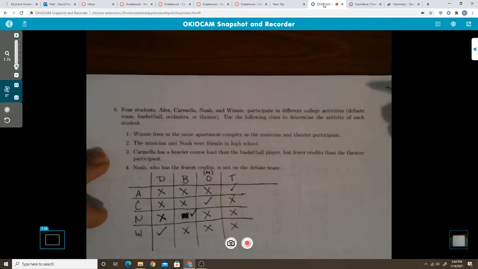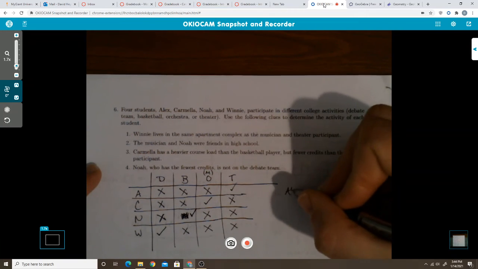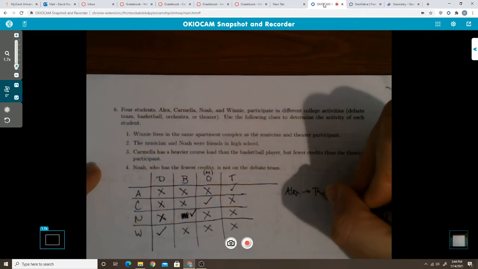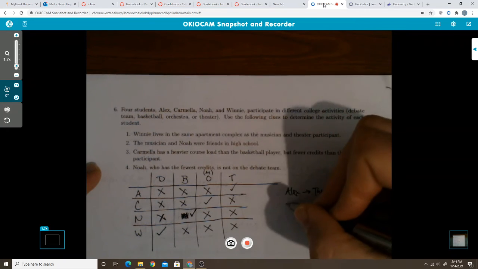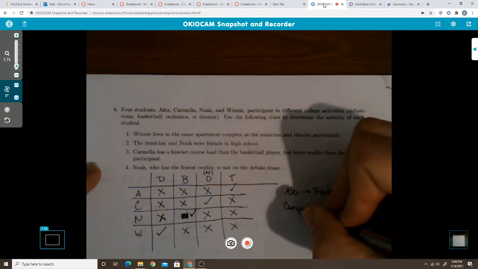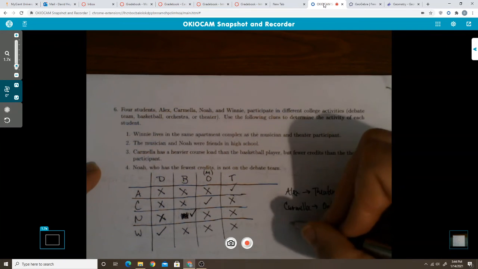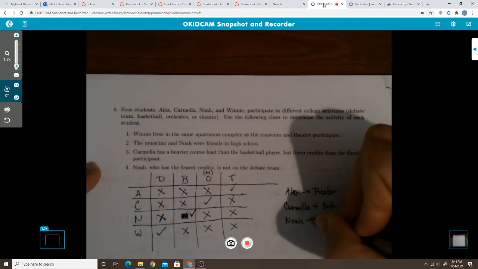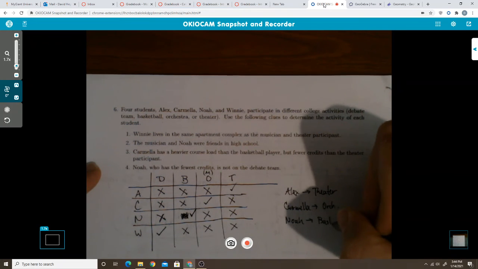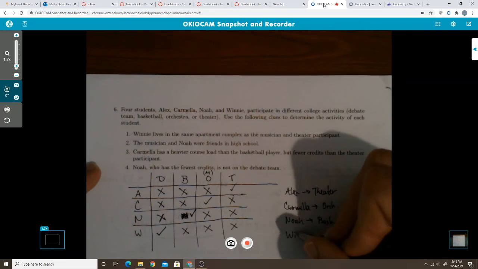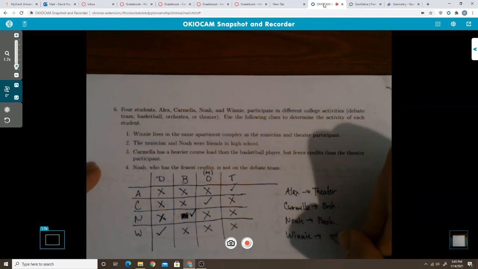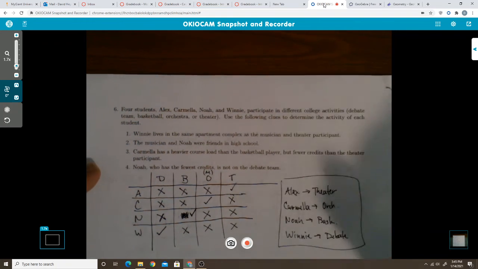Right, so Alex is in theater. Carmela is in orchestra. Noah is in basketball. And Winnie is on the debate team. Okay? And that's that, right? So, deduction.